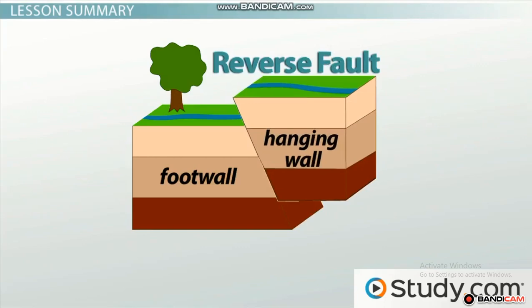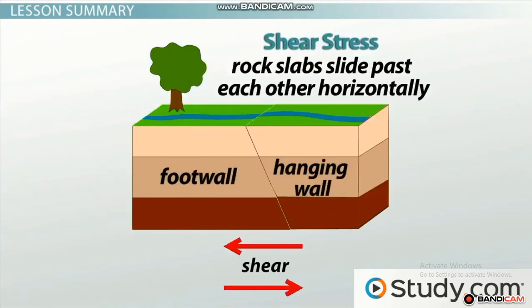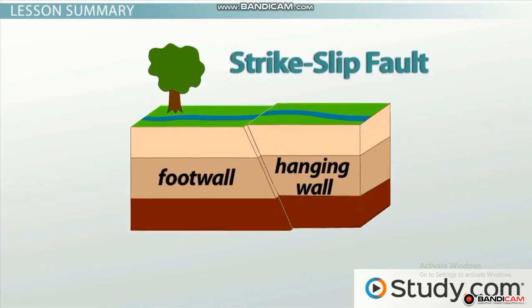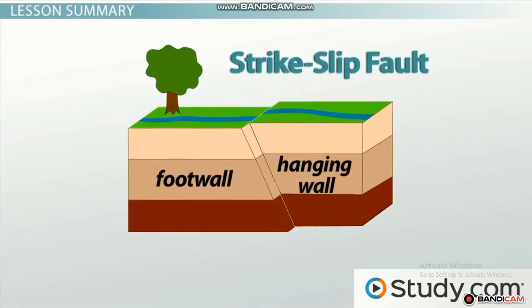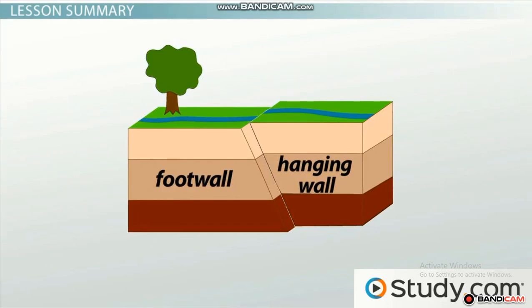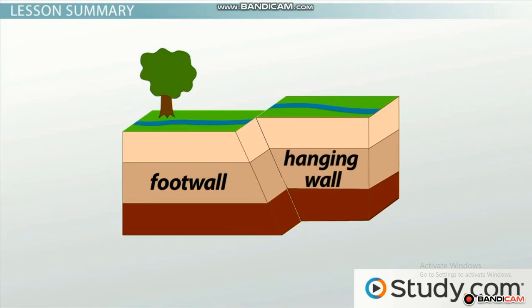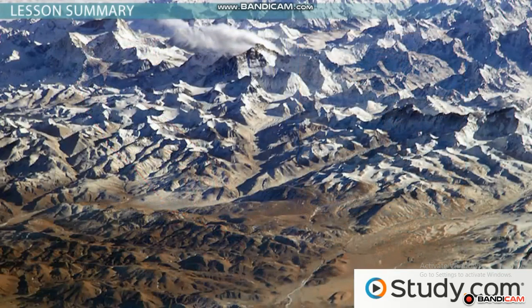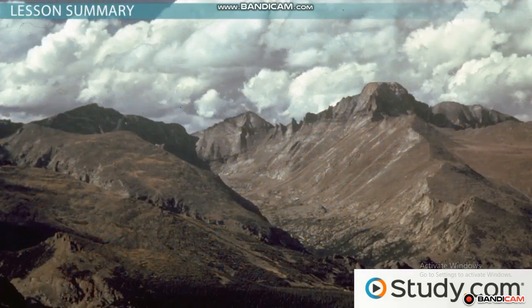relative to the footwall. Shear stress is when rock slabs slide past each other horizontally. There's no vertical movement of either the hanging wall or footwall, and we get a strike-slip fault. These rocks move like your hands do when you rub them together to warm up. The movement along faults is what causes earthquakes. Some faults are more active than others, like the strike-slip San Andreas Fault that runs the length of California. Others are known for their mountainous masterpieces, like the reverse fault activity that created the Rocky Mountains in North America.